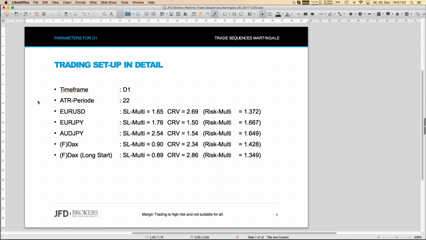Even in case our previous winner trade has been a long trade as well. In between, we do short trades as well. But whenever it comes to a new sequence, then we open that sequence with a long trade. So that's the logic with FDAX long start.